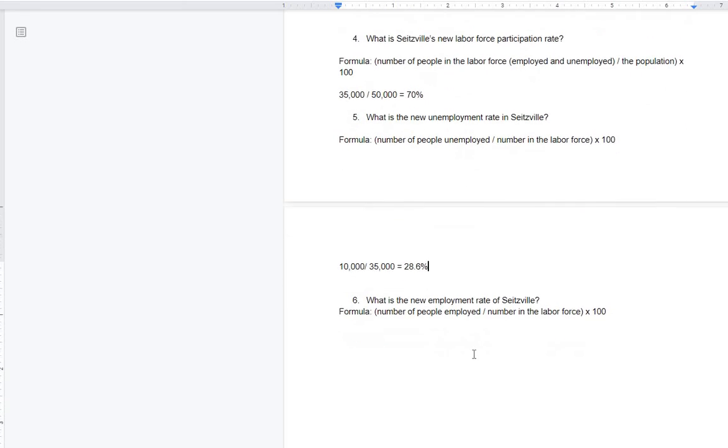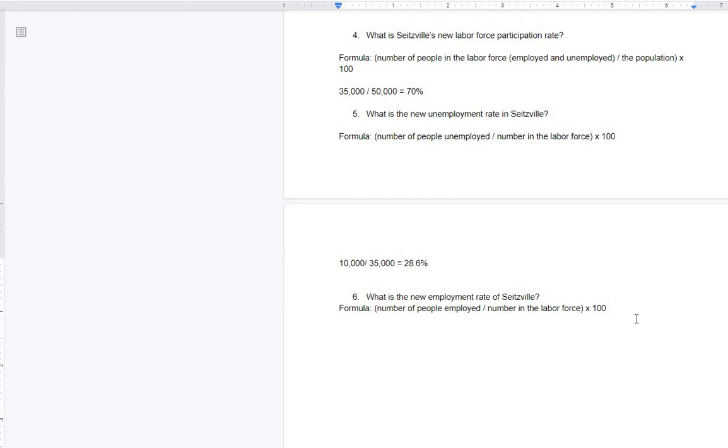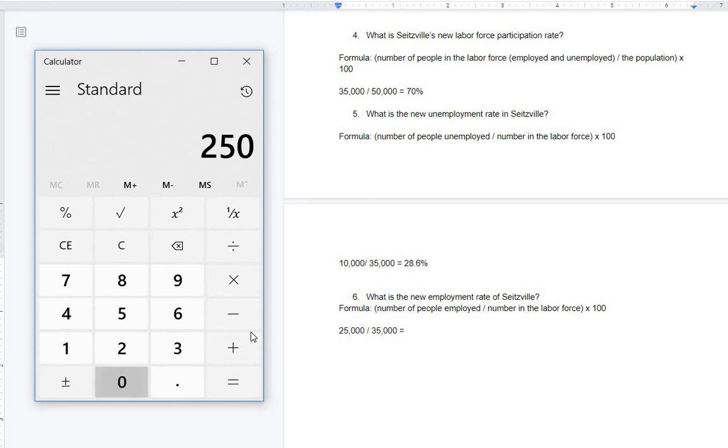Now the new employment rate, again, we can either do 100 minus 28.6, or we can do 25,000 divided by 35,000, and we get 71.4%.